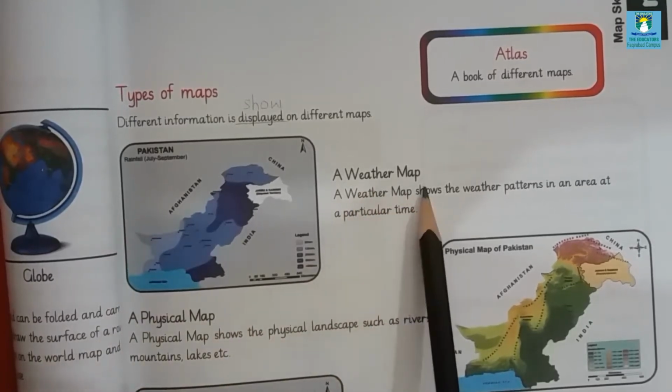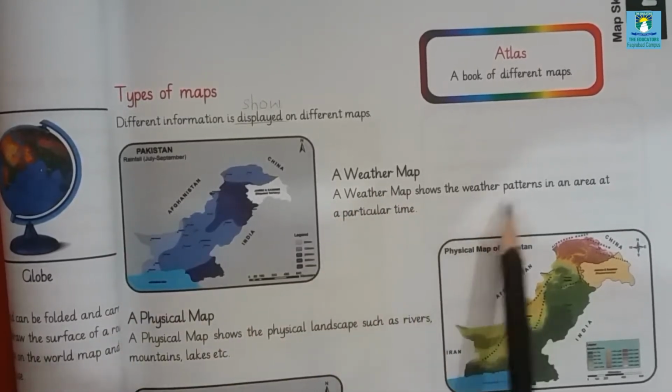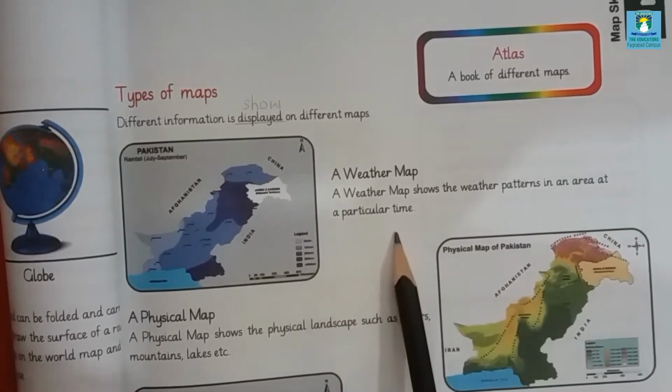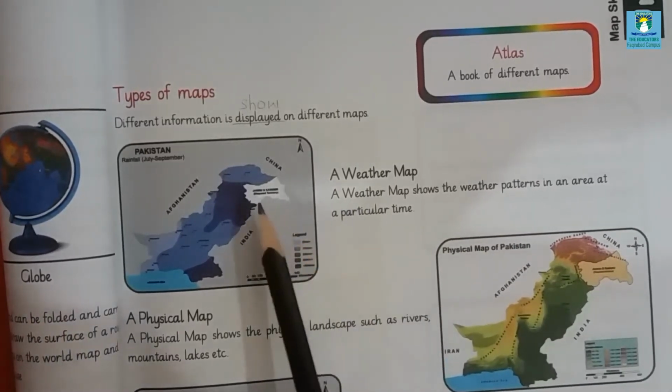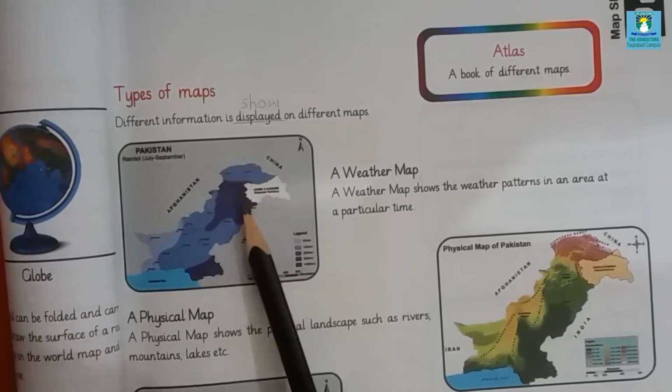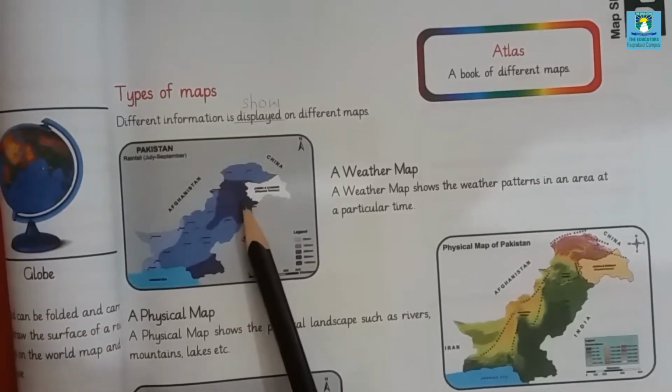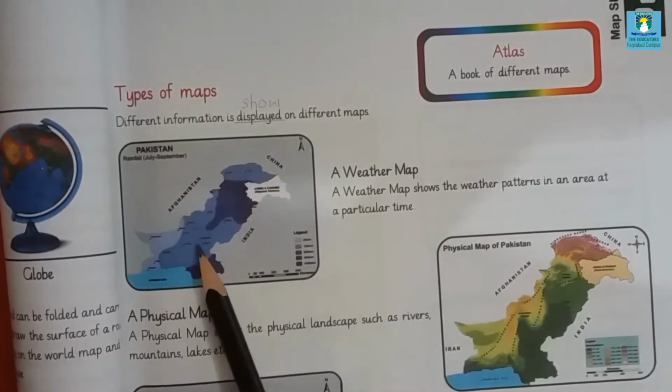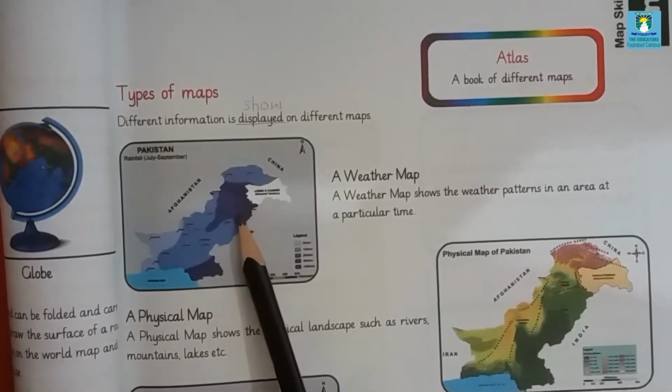First is weather map. Weather map shows the weather patterns in an area at a particular time. For example, as you can see, I think this light blue color shows the rainfall, dark blue color shows the flood. So this weather map is showing us which of the regions have rainfall, which of the regions have flood, etc.